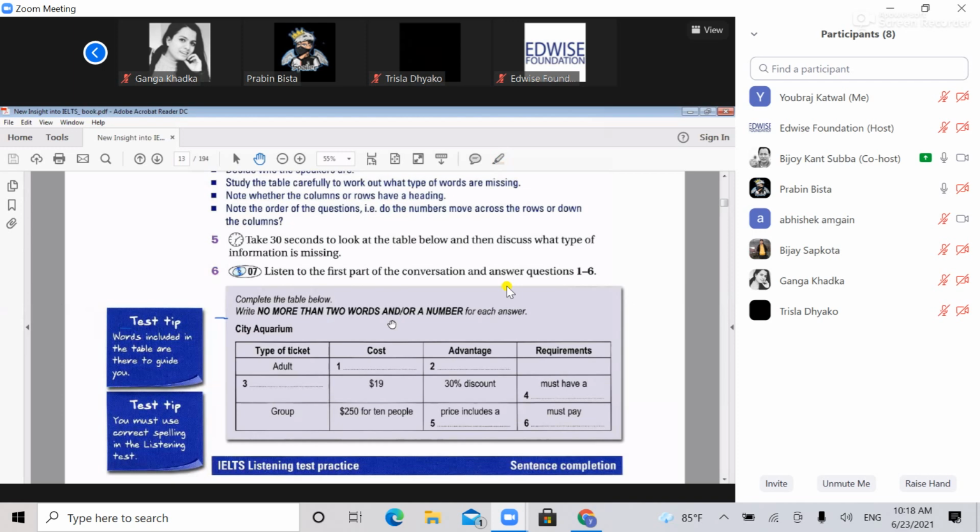Now, Praveen, if you're watching this, very clear instructions. Write no more than 2 words or a number for each answer. I've already told you, let me repeat again. Your answer can be 2 words, and you could also include a number. Or your answer can be either just 2 words, or just a number. So there are 3 ways to write an answer: either 1 word, a number, or maybe a combination of a word and a number.